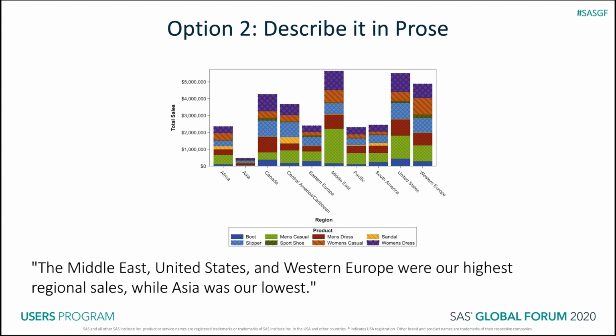Another option to make a graph accessible is you could describe it in prose. Here I've got a sample of what I might put in the body of my report: the Middle East, United States, and Western Europe were our highest regional sales while Asia was our lowest. While all of that is true, the graph is conveying so much more information than what I said in that sentence. So I can do that, but am I really conveying all the information that's in that graph?